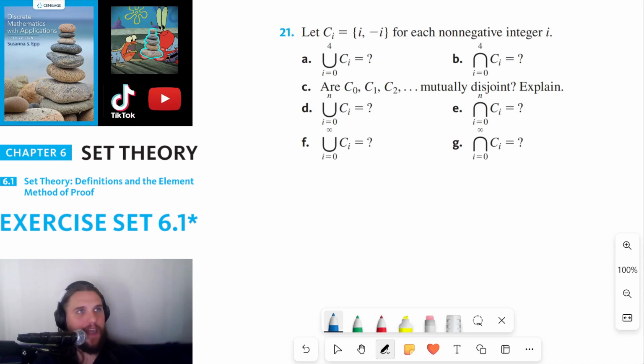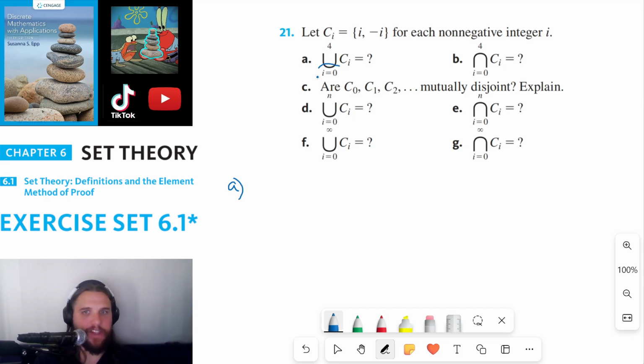Let C sub i equal the set containing i and negative i for each non-negative integer i. Part A, the union from i equals 0 to 4 of C sub i. Now, this union acts in a very similar way as sigma notation with summations.